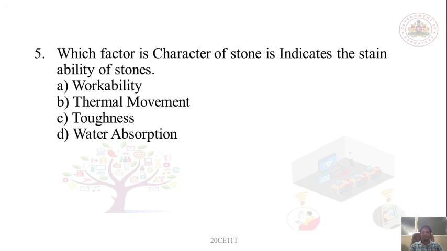The question is, which character is an indicator of the stainability of the stone, whether it is going to stain or not? How are you going to find out? By conducting many tests in the laboratory. Workability can't be the indicator for staining. Thermal movement may not be the indicator. Toughness may not be the indicator. Water absorption, as we have discussed: the more the absorption of water, the more susceptible the stone is to staining. Water absorption is one parameter which gives you the stainability of the stone.